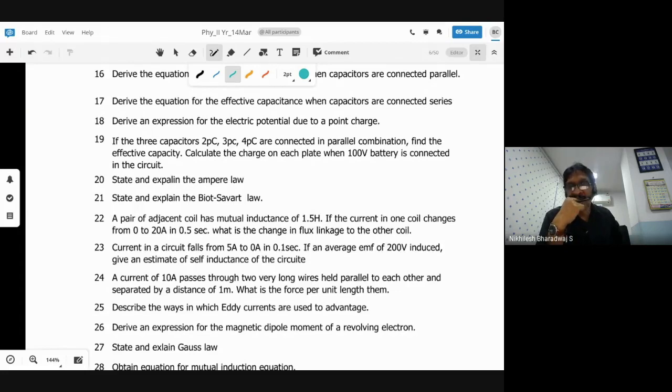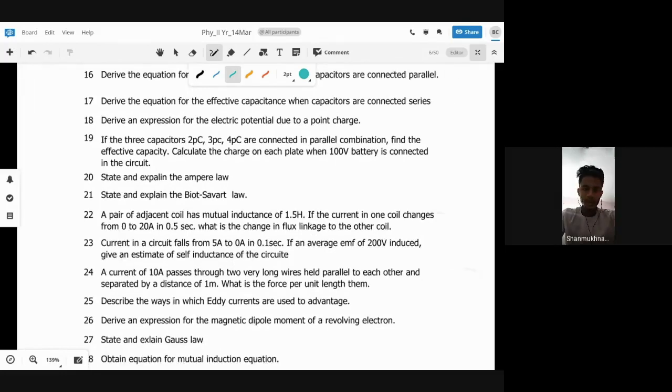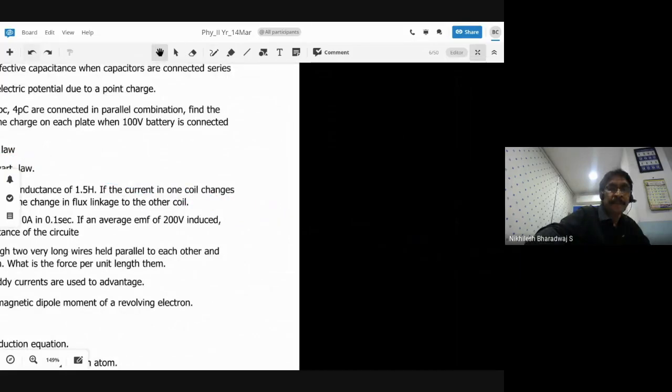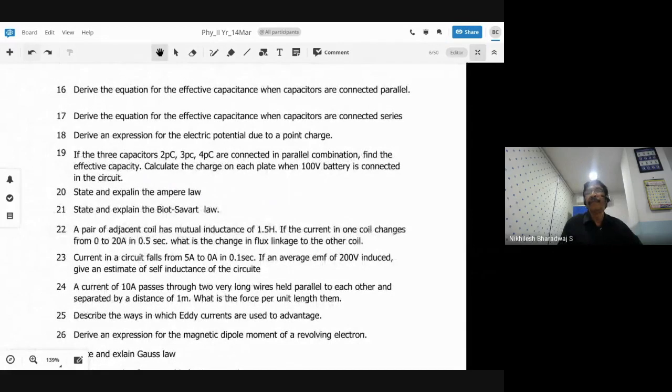What do you mean by PC? Actually, it should be PF, picofarad. By mistake, it is printed as 2 PC, but it is 2 PF. 2 PF, 3 PF, and 4 PF are connected in parallel combination. Find the effective capacity. So, what is the effective capacity? C equal to C1 plus C2 plus C3. Very good. Then 2 plus 3 plus 4, how much? 9. So, C is 9.